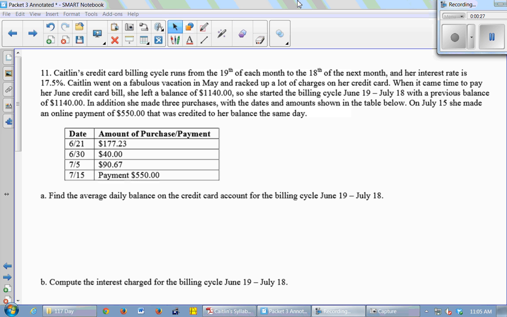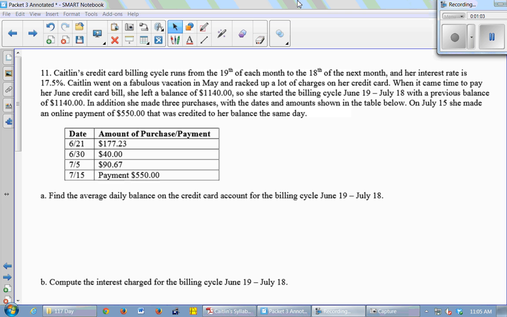And I went on a fabulous vacation in May, racked up a lot of charges on my credit card. When it came time to pay my June credit card bill, I left a balance of $1,140 on the card. I couldn't pay everything off, so this balance is going to get carried forward to my June bill. So I start my June 19th to July 18th billing cycle with a previous balance of $1,140. In addition, I made 3 purchases. Dates and amounts are shown in this little table here. And then I also made a payment on July 15th of $550.